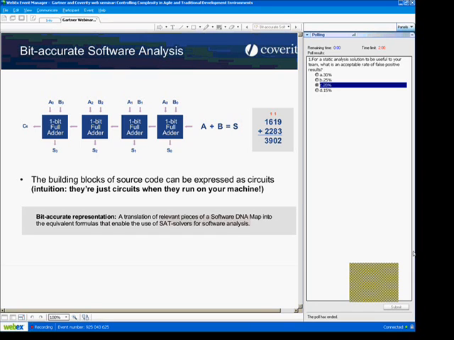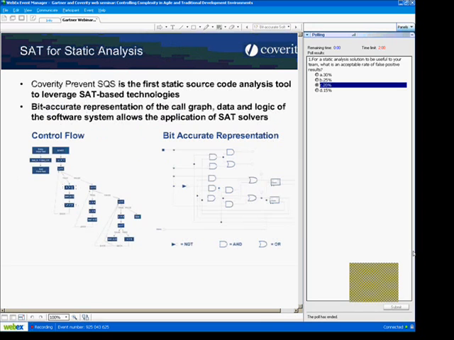Each operation, think about it in terms of what's going to actually happen when the processor executes the code. And that's the formula for describing every computation that happens in a software system. So these are the building blocks of the source code. This is the bit-accurate representation that, as we call our complete representation of your software system, the software DNA map. We can translate that into this bit-accurate representation for the purpose of doing SAT-based analysis.